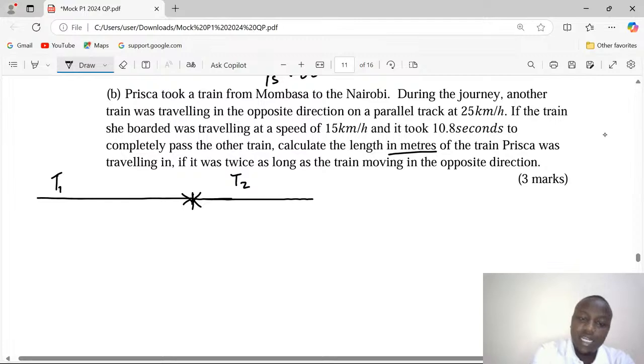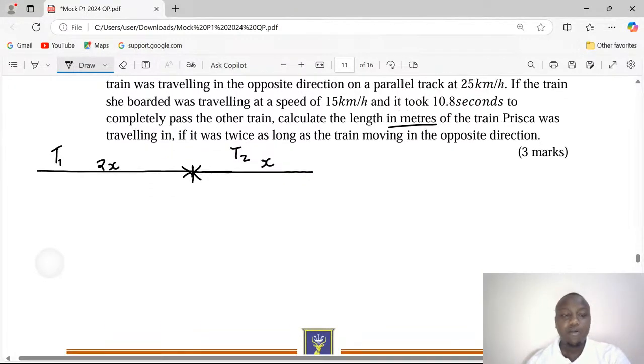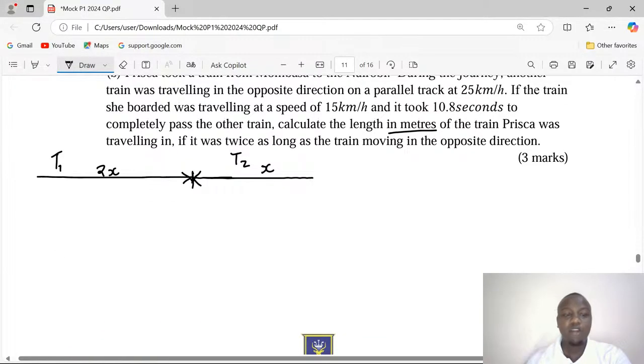So if we let the length of the second train to be x, then the one that Prisca is will be 2x meters. It was twice that length, and it's moving in the opposite direction. Therefore, for them to pass one another completely, then they have to cover the total distance from here to here, and the total distance is going to be 3x. Yeah, the total distance will be 3x meters.